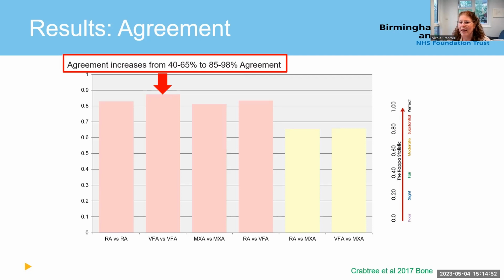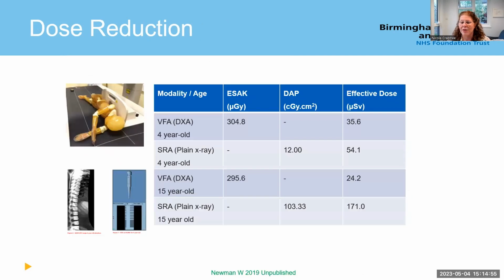Further work looking at this technique was in dose reduction. Here we used a pediatric phantom and an adolescent phantom to measure the radiation dose to the child and the young adult. We can see that the radiation dose sparing for the 4-year-old child was 1.5 times, and for the 15-year-old child was 7 times. So it's not an inconsiderable dose sparing when using this VFA technology.